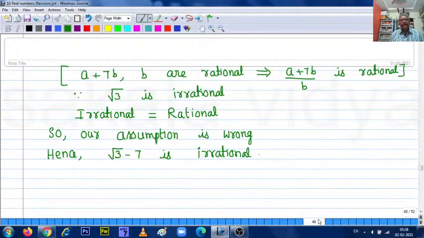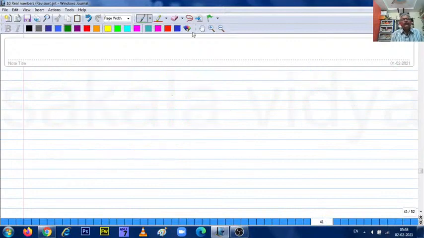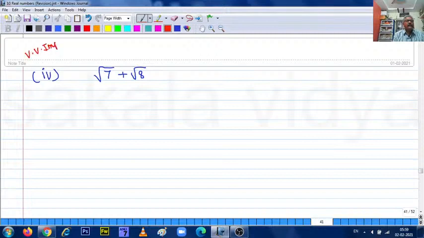This is the third problem. Now the fourth problem. Let us move to the fourth problem now. Root 7 plus root 8 is irrational. This question is very, very important. Root 2 plus root 3. These questions may be asked.